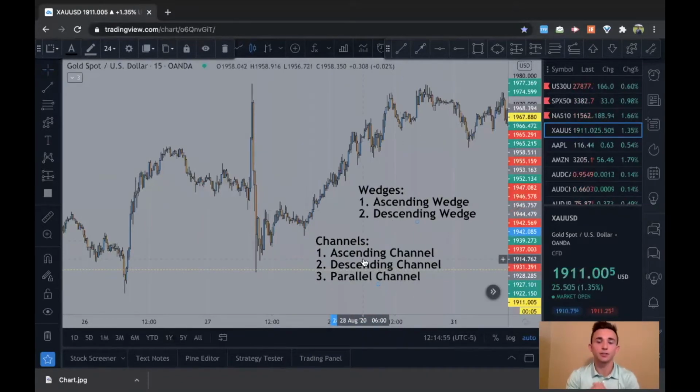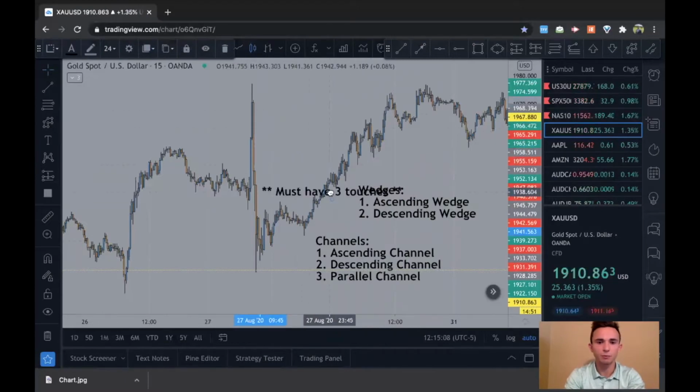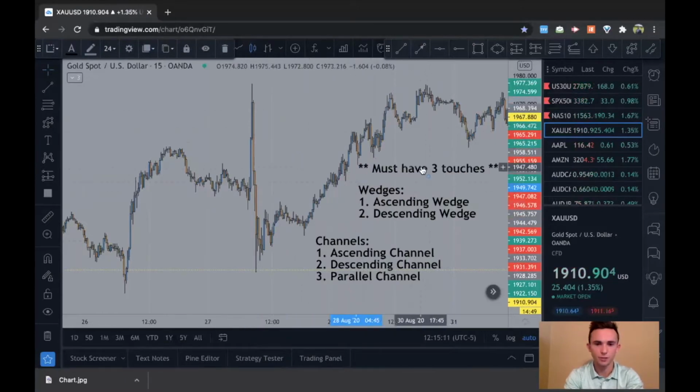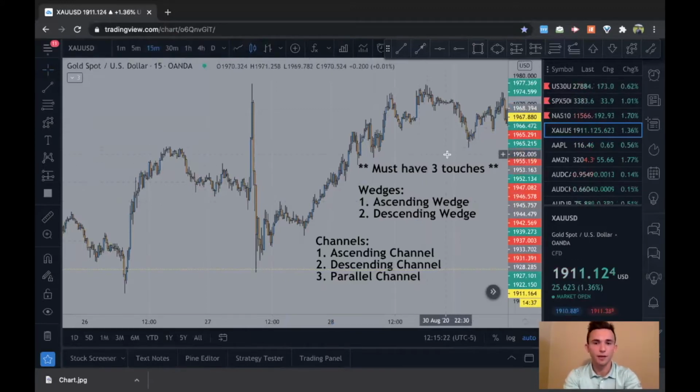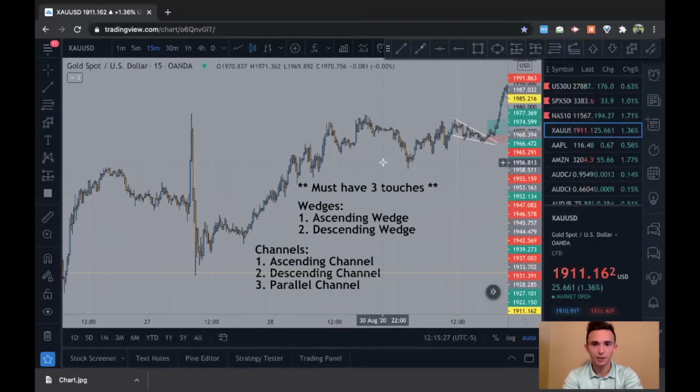And the characteristics that we want to have, the most important thing is it must have three touches. And what I'm going to do is go over right now what that means, but it's important. It must have three touches for the wedge or the channel for it to be valid. So I went through gold right now and I put a lot of examples in here so we can show you. Now remember, we're on the 15-minute chart here, so this is for someone that wants to more scalp or day trade.